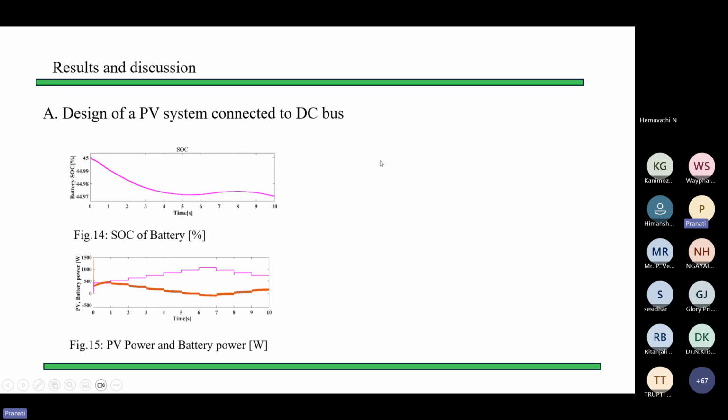A design of a PV system connected to DC bus. This is state of charge of the battery for different irradiance conditions. Then this is PV power and battery power. So this is our PV power. At any point of time, the load demand needs to be satisfied by the summation of the PV and the battery power. So at any point, this load demand is satisfied by the PV and the battery power balance. You can see it from the simulation diagrams.